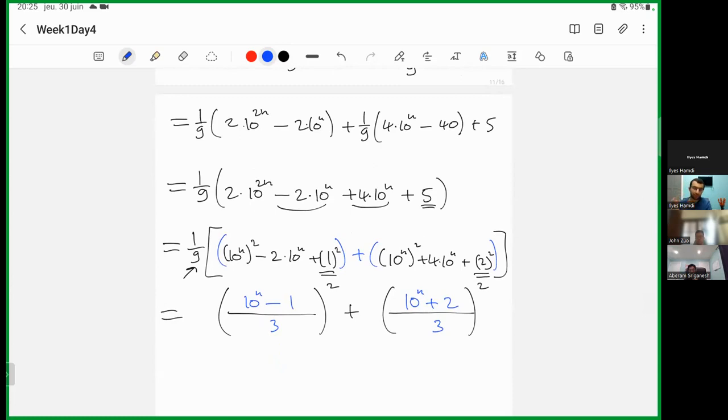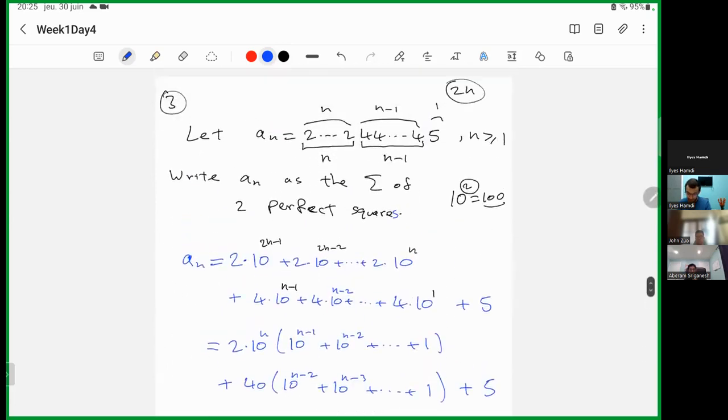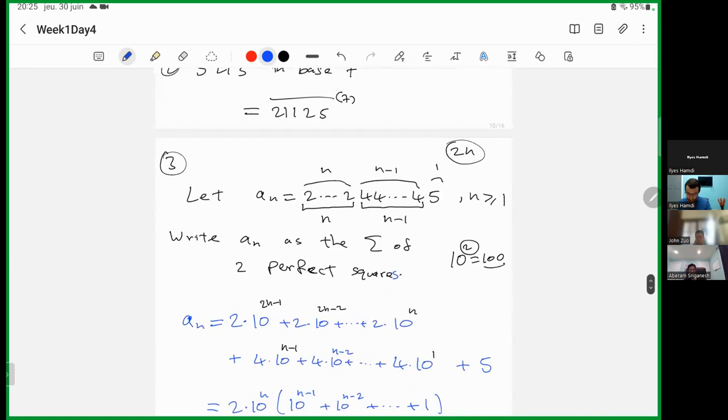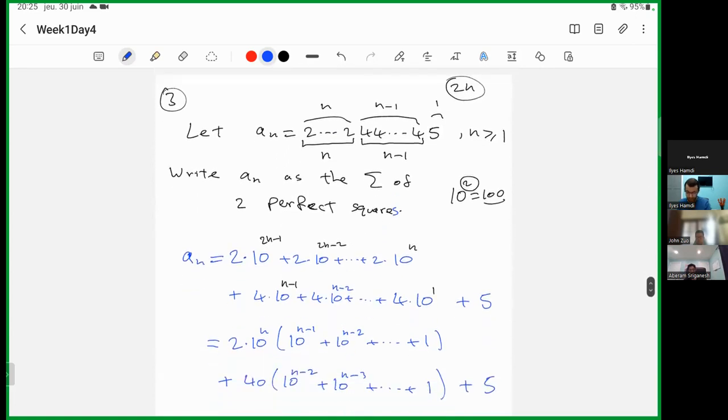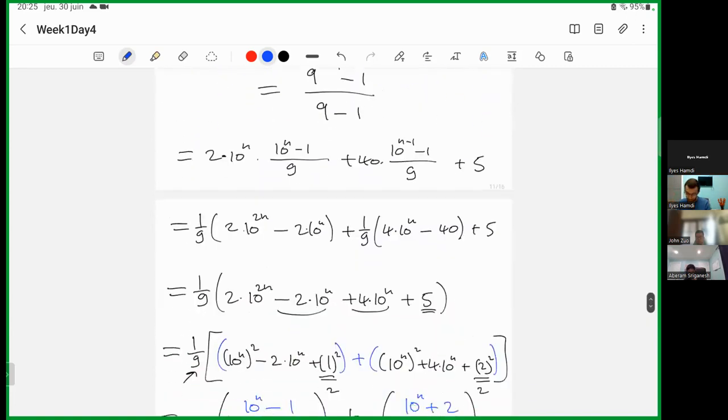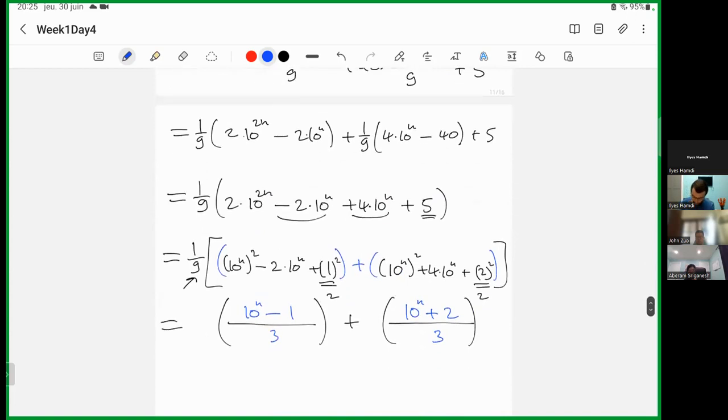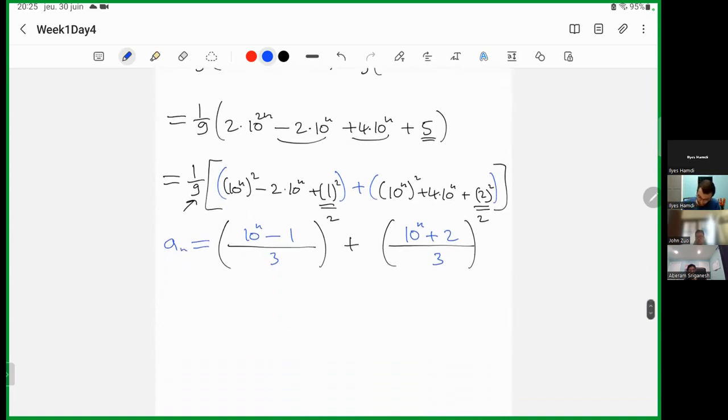So now I have one question for you. What was the initial problem statement? Prove that we can write an as the sum of two perfect squares. So they have to be integers. And what did we do? We wrote an as the sum of two squares, but I need to make sure they are perfect squares. So what should I prove? What's the last step?